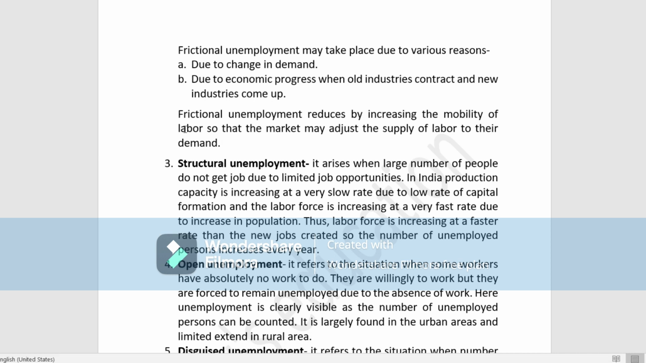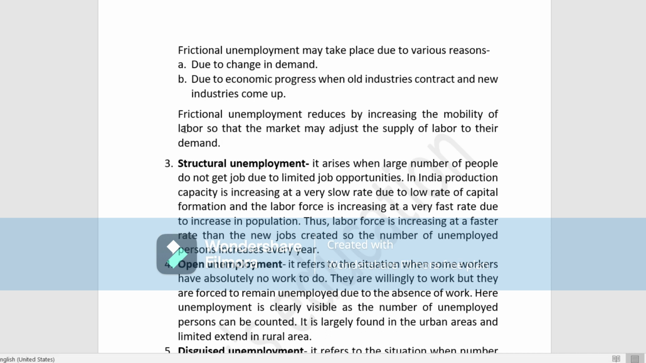What are the reasons why frictional unemployment takes place? First, due to change in demand. Next, due to economic progress, when old industries contract and new industries come up. That means when the economy is progressing, old industries contract and new industries come up, and at that time there will be frictional unemployment.